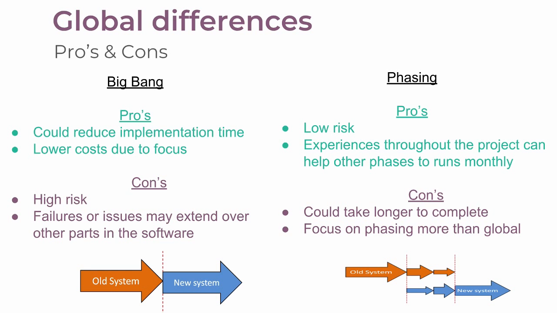On the phasing part, if we look at the accounts first, it could take longer to implement. Even though they're on the side, the final implementation can take longer, but the usage of the system can be soon. The focus of the phasing is more on the part rather than the global vision, because you will first focus, for example, on CRM, where you will not yet think how CRM could, for example, impact a project management or a subscription. This will come later.